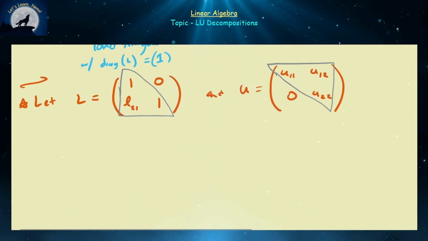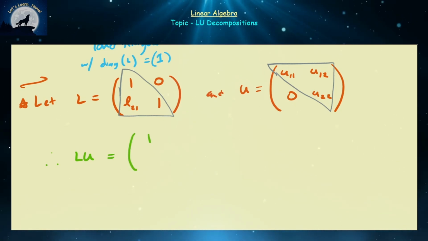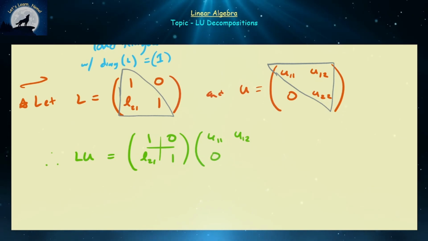If we multiply L and U together, then what are we going to get? We're going to have that L times U, which is going to eventually be A, is equal to what? We have 1, 0, L2,1, and 1, multiplied by U1,1, U1,2, 0, and U2,2.